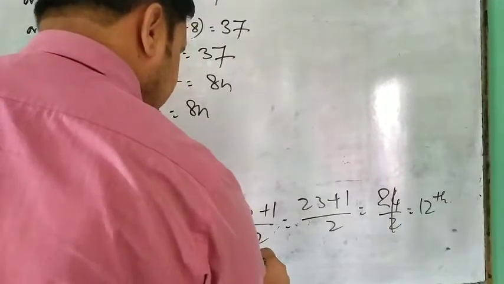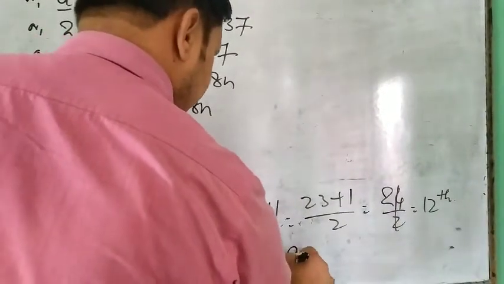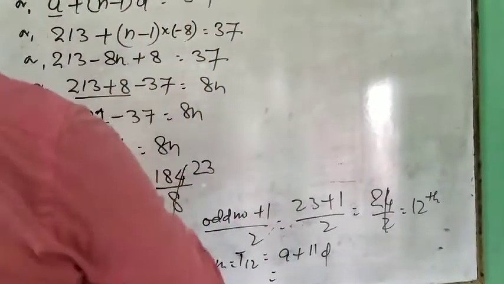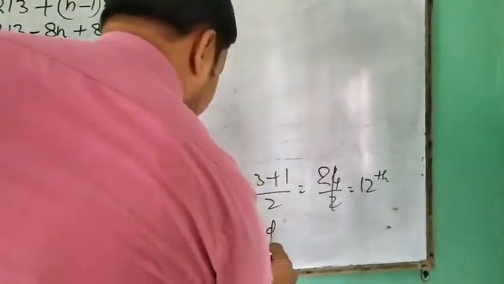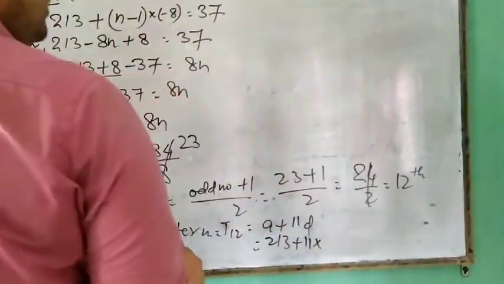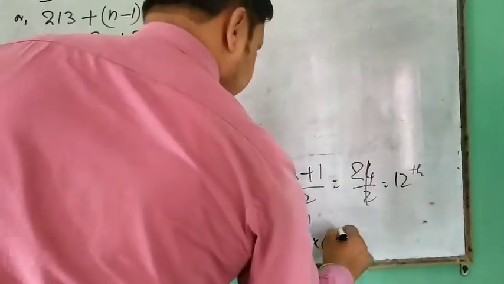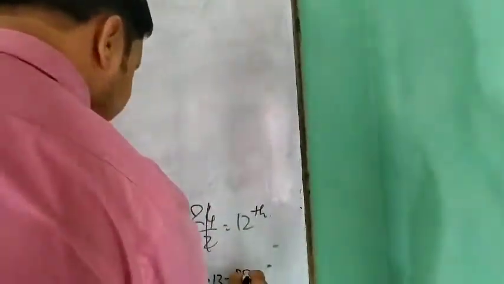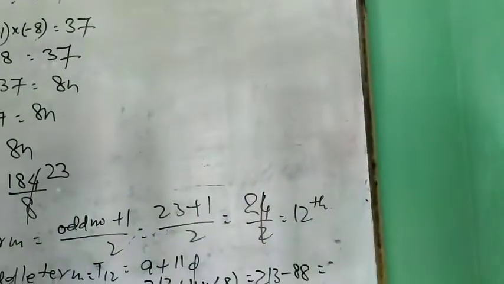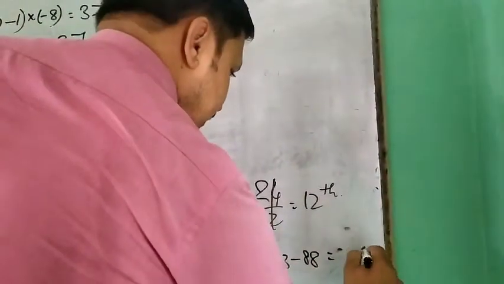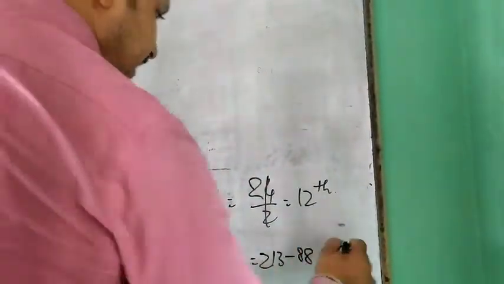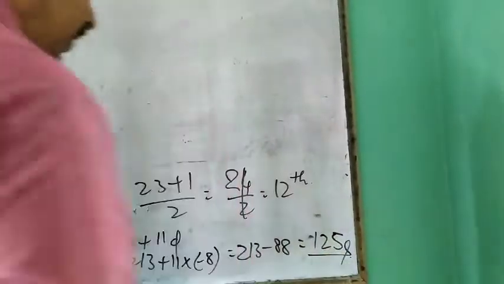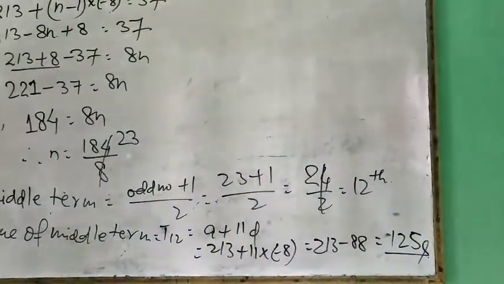That means T12 is A plus 11D, and your first term is 213 plus 11 into your D, which is minus 8. So 213 minus 88, and your result is 125. That's your answer.